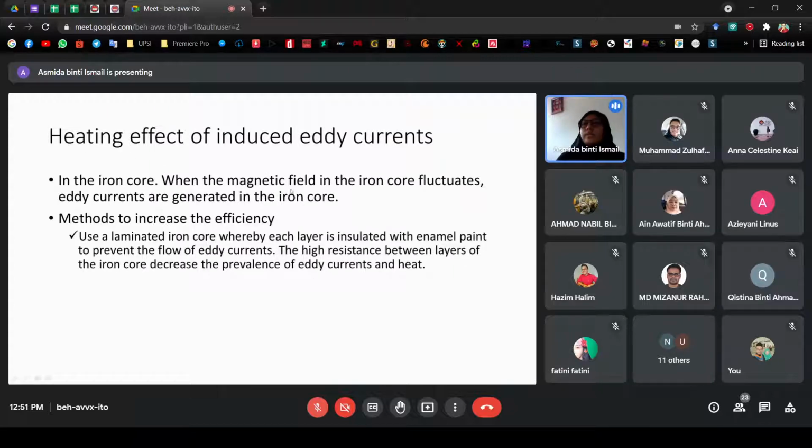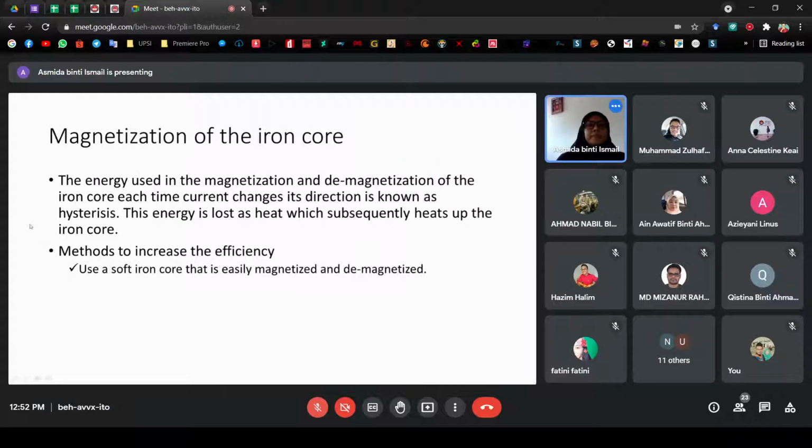And then the heating effect of the induced current, and this is how to increase the efficiency of your transformer. And the magnetization of the iron core, meaning the magnetic bar in the transformer. So how it can produce energy loss in your transformer, and how to increase the efficiency. Maybe you can use another type of iron core.